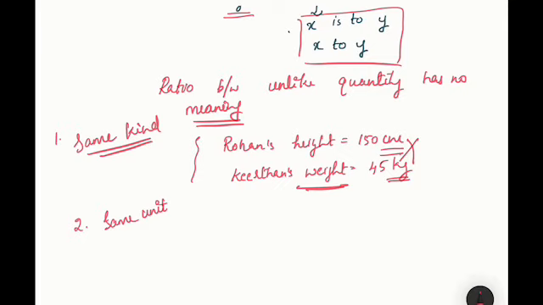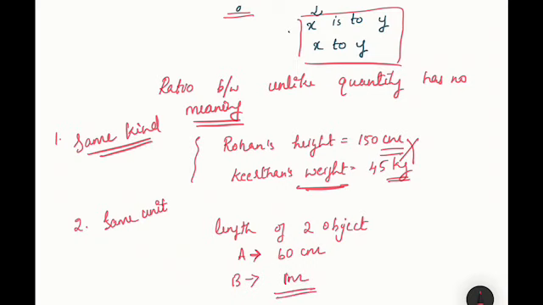Same unit means if I am considering the length of two objects, let the objects be object A and object B. The length of object A is taken as 60 centimeter and object B is taken as 1 meter. So in this case, what happens? Here you have centimeter, here you have meter. So you cannot take the ratio. Either you need to convert the 60 centimeter to meter, or 1 meter should be converted to centimeter.